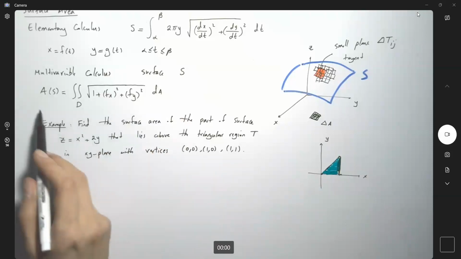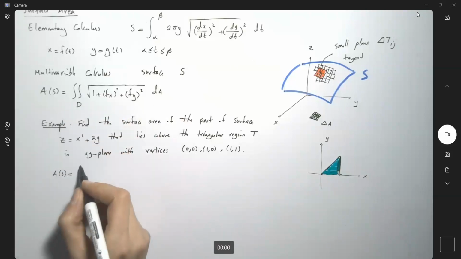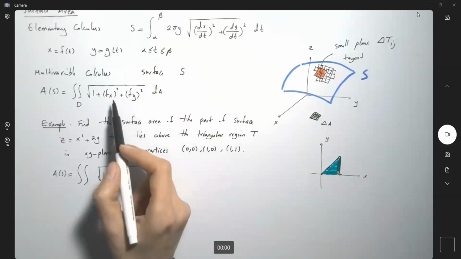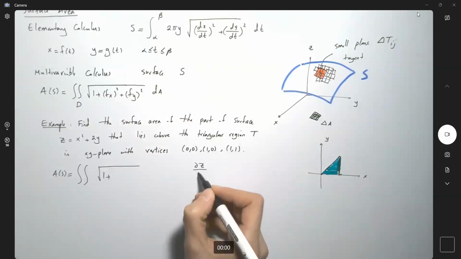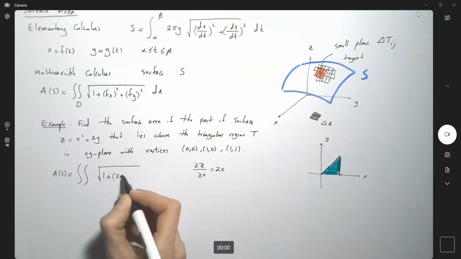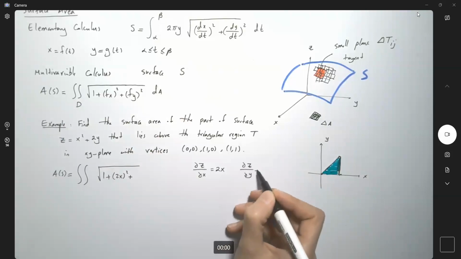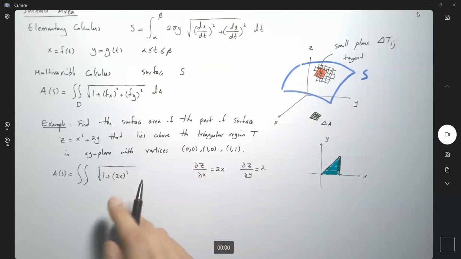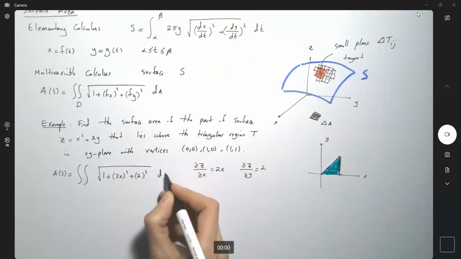So we are finding the area of the surface. The area of the surface follows the formula: double integral of the square root of 1 plus the partial derivative of f with respect to x. The partial derivative of z with respect to x is 2x, so 2x to the second power, plus the partial derivative of f with respect to y, which gives me 2, so plus 2 to the second power. And dA.